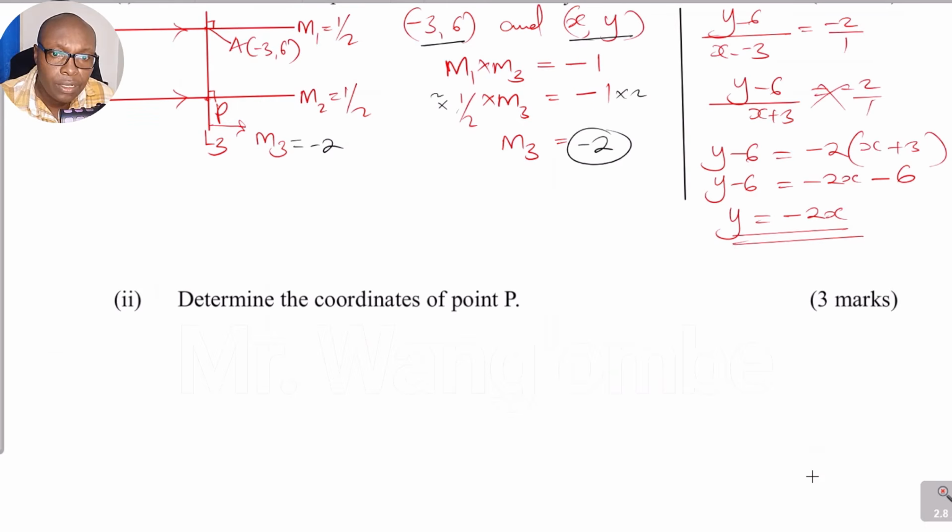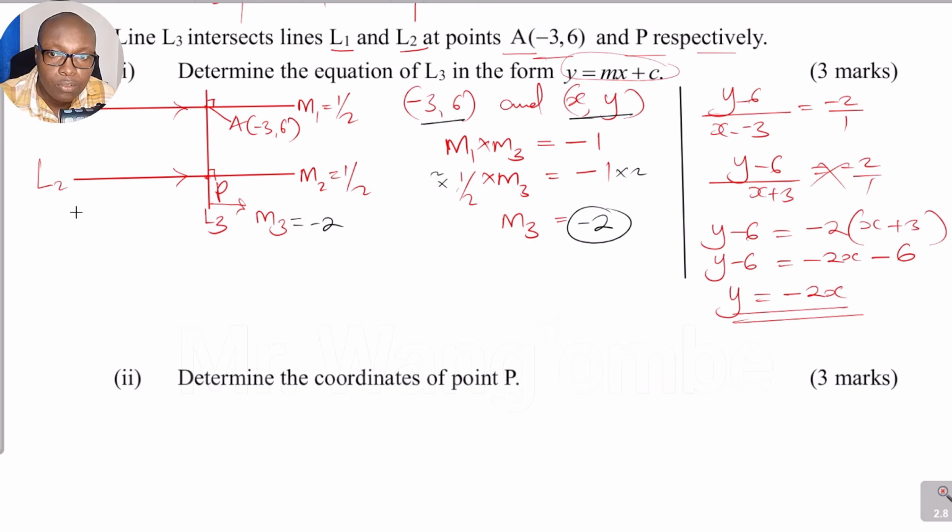The last part, part 2, determine the coordinates of point P. So look at the coordinates of point P. This is what we need. And point P is the intersection of these two lines. It is the intersection point of line 2 and line 3.